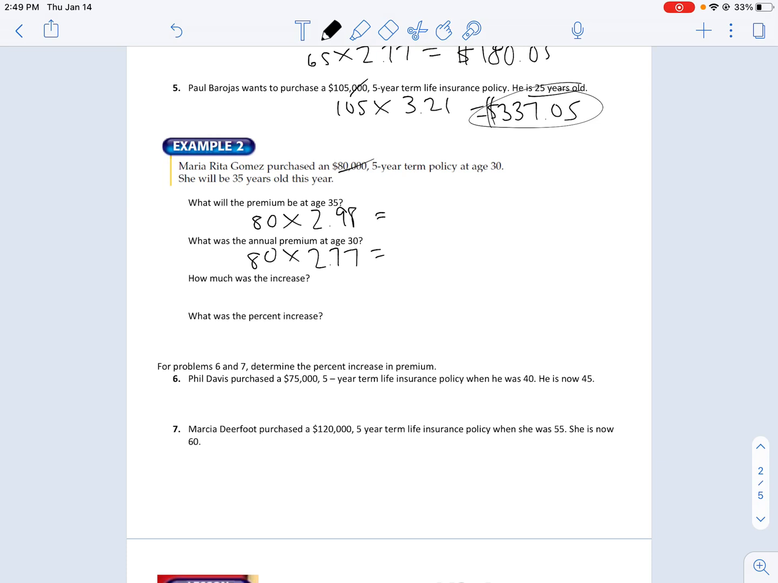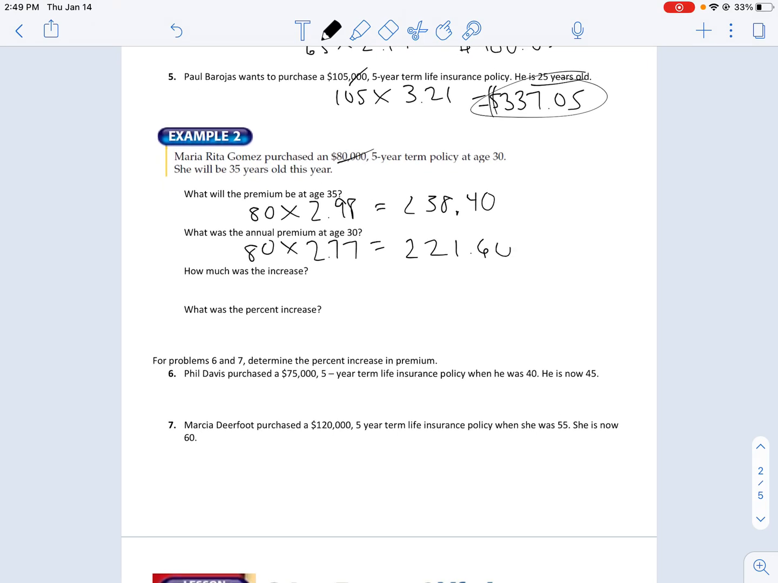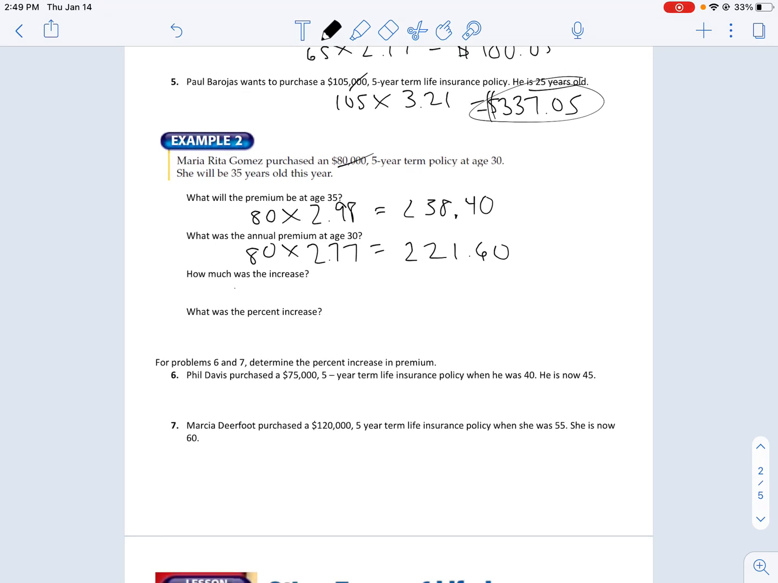So 80 times 298, $238.40. 80 times 277, $221.60. What's the increase? Well, just subtract big minus small. So $238.40 minus $221.60.